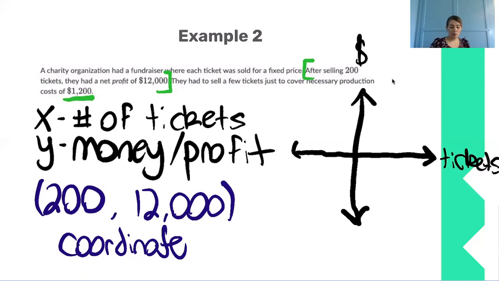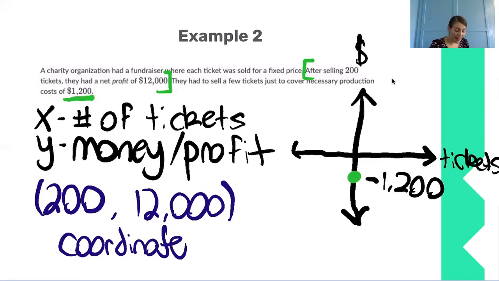So the deficit represents the amount of money that you're starting with, and many, many times this amount starts in the negatives. What this statement is saying is that $1,200 is the amount that they owe. So they had to sell a few tickets to cover the necessary production cost of $1,200. So they are starting with a profit of negative $1,200.